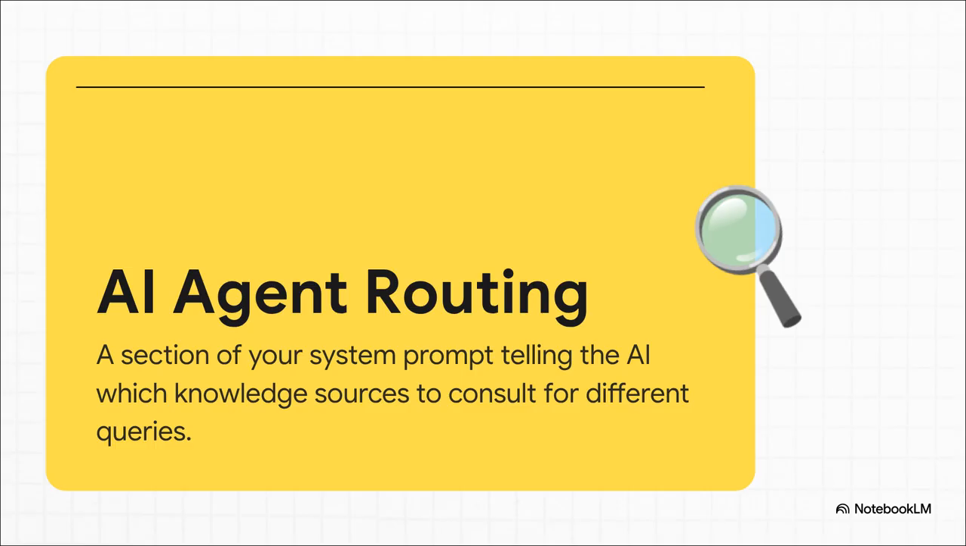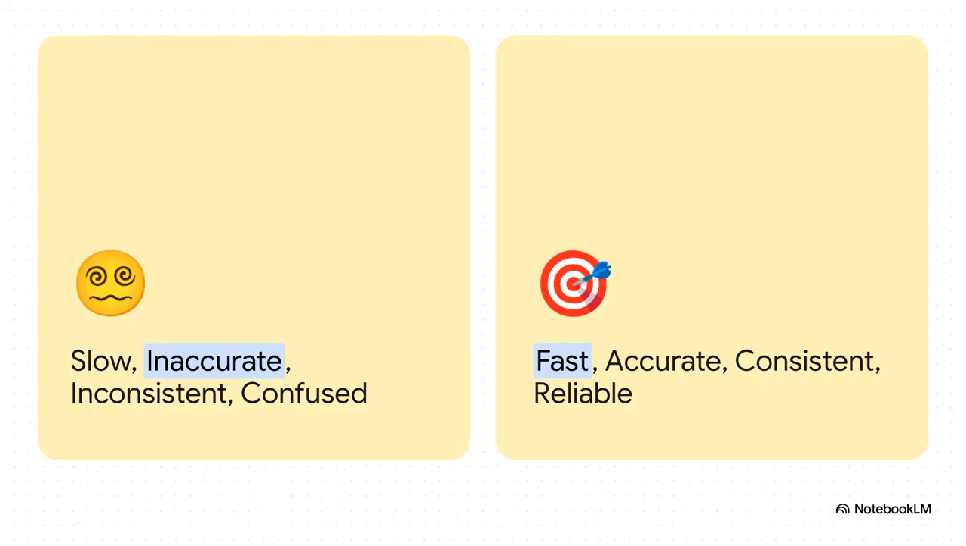You know, at its core, routing is actually really simple. It's just a little section you add to your AI's main instructions, its system prompt, that says, hey, AI, for any questions about billing, like why was I overcharged, I want you to look in this specific file. For technical stuff, you're going to look over here. It's really that direct. And the difference is, well, it's night and day.